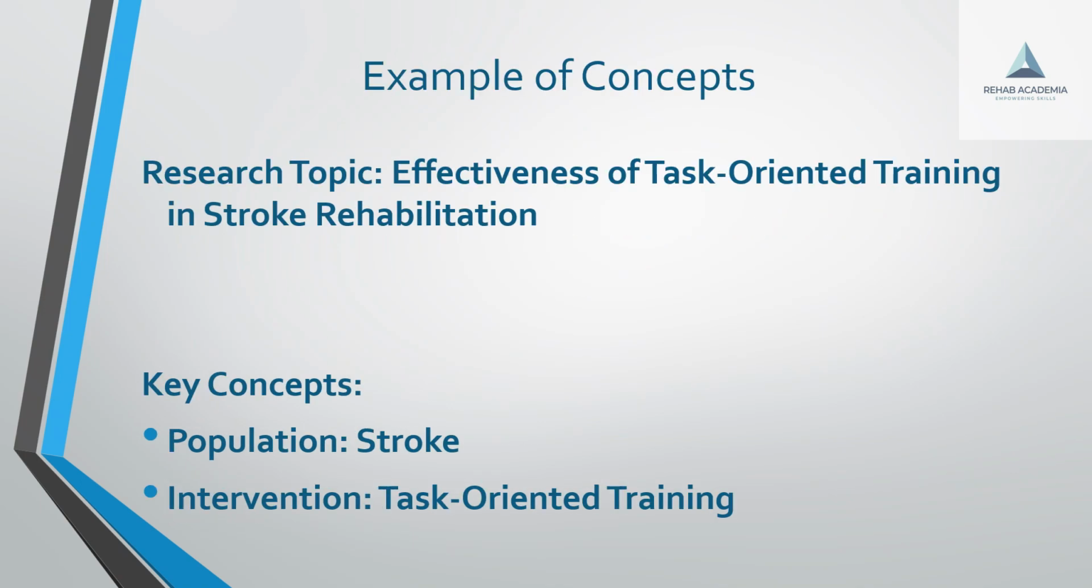For example, if my question is about the effectiveness of task oriented training in stroke rehabilitation, my main components are stroke, which is population, and task oriented training, which is intervention.